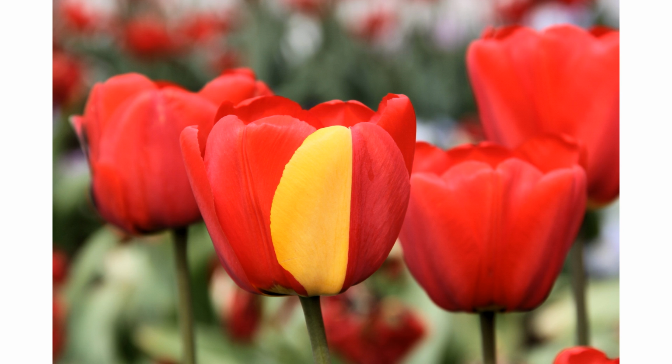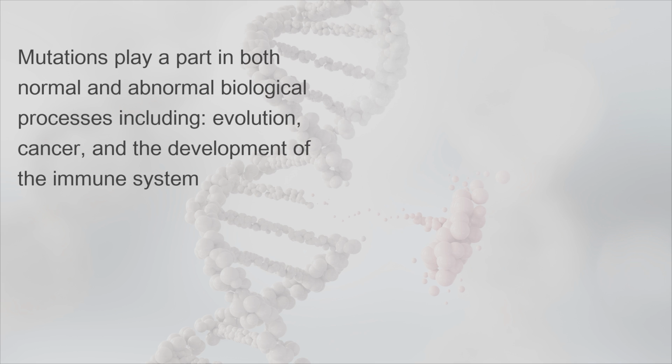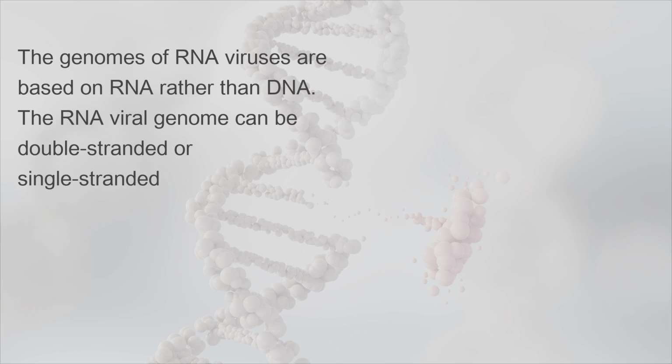A tulip flower exhibiting a partially yellow petal due to a mutation in its genes. Mutations may or may not produce discernible changes in the observable characteristics of an organism. Mutations play a part in both normal and abnormal biological processes, including evolution, cancer, and the development of the immune system, including junctional diversity.